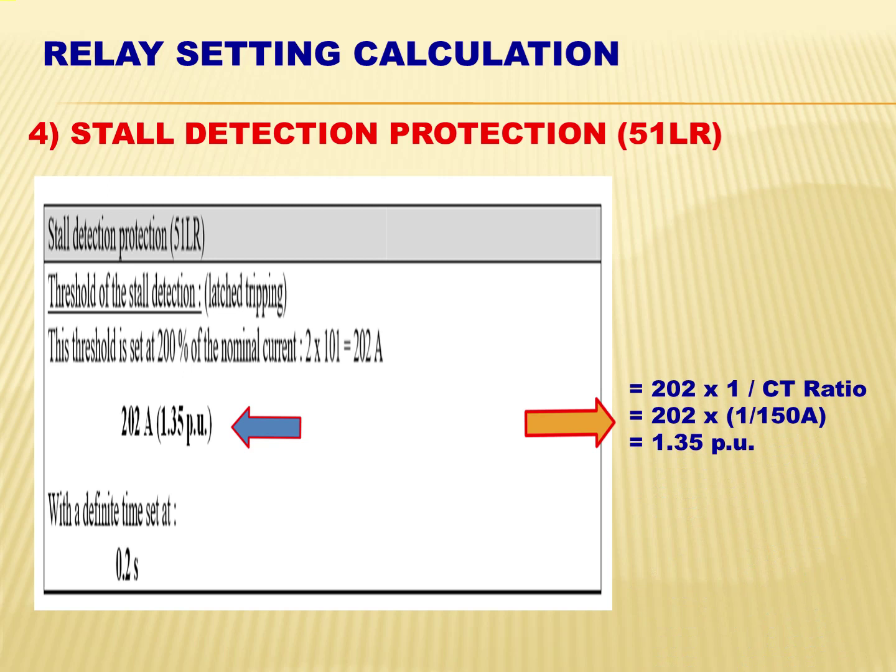For this to arrive at the 1.35 per unit, we'll just multiply the 202 by 1 over the CT ratio. Then, our time setting will be a definite time set at 0.2 seconds.